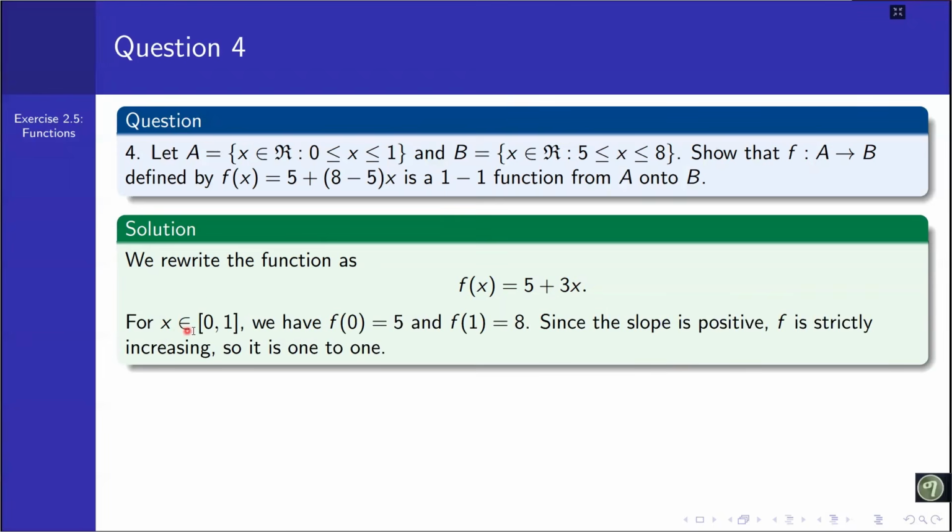But for x, an element of A, from 0 to 1 including 0 and 1, we have f of 0 is 5 and f of 1 is 8. Since it is increasing, since the slope is positive, f is strictly increasing, so the given function, f of x equal to 5 plus 3x, which is defined from A to B, is a one-to-one function.